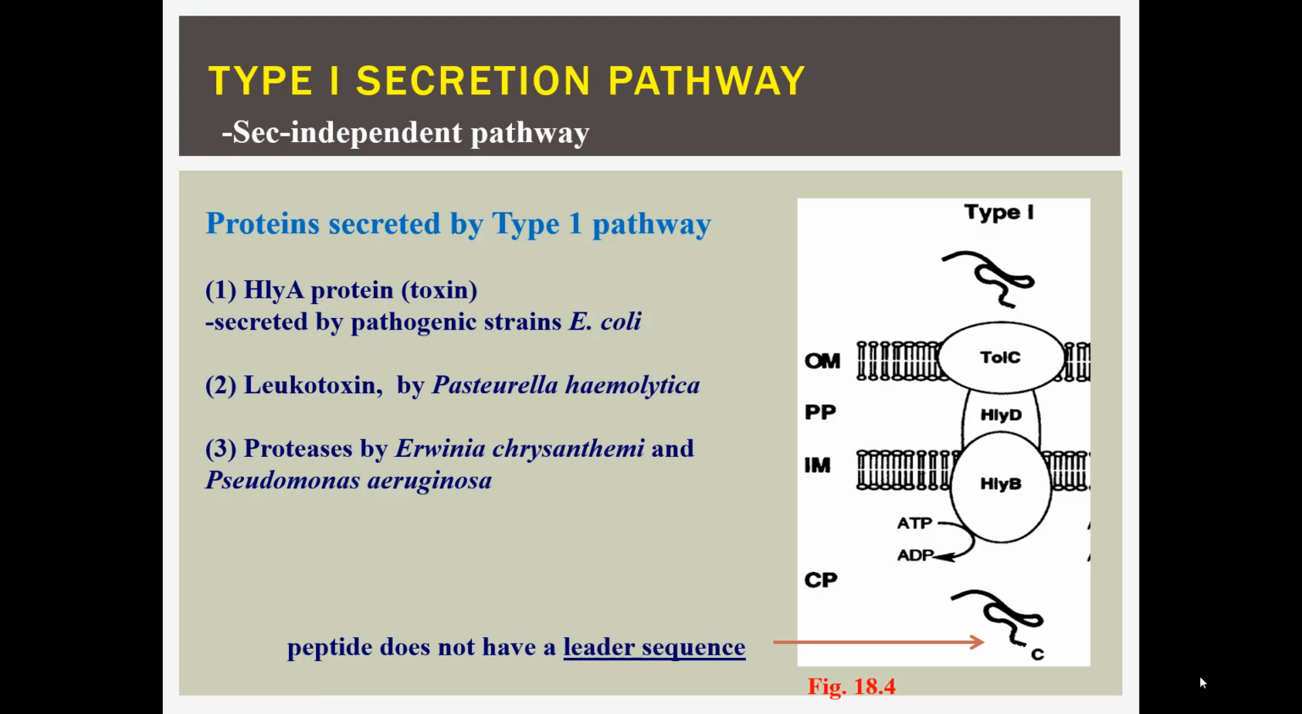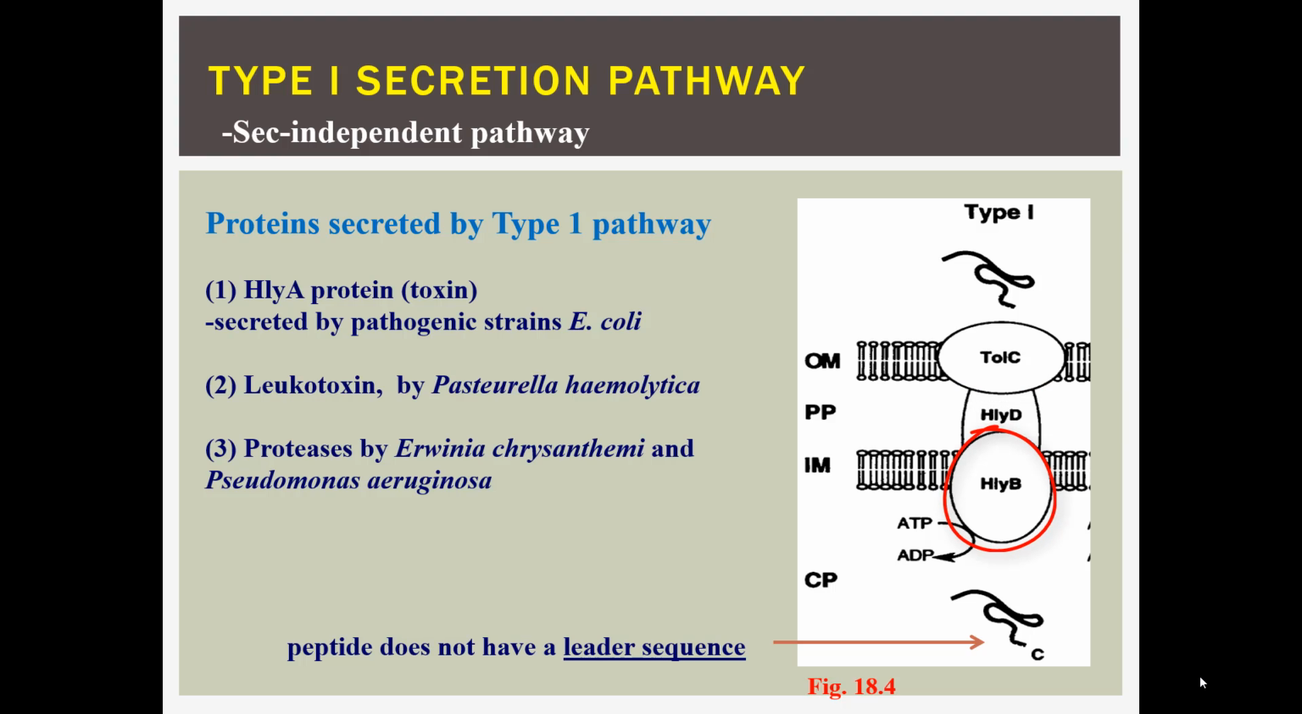So let's talk about the type 1 secretion pathway. The type 1 secretion pathway is a sec-independent pathway, meaning it does not depend on the sec pathway to first transport the peptide across the plasma membrane. The secretion apparatus consists of 3 secretory proteins. 2 are inner membrane proteins, and 1 is an outer membrane protein.